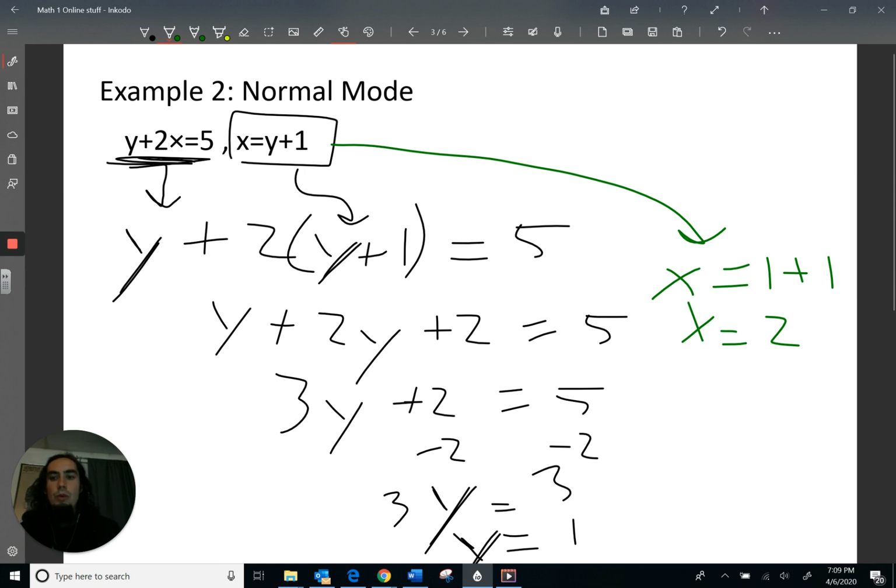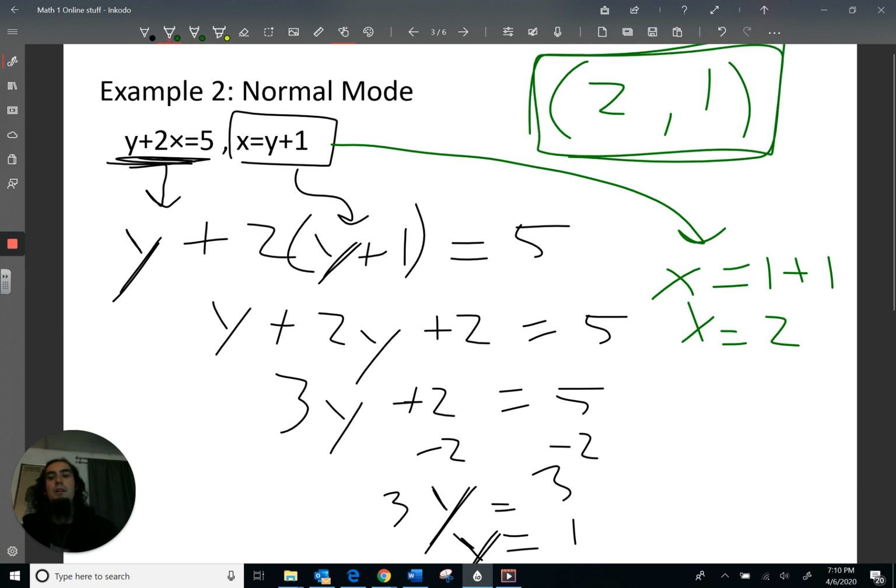There we go. Are we done? Almost. We're very close. The last thing is to just write it as a coordinate. We know x is 2. We know y is 1. I have that here. X is 2, y is 1. And so our final answer is right here. Perfect.